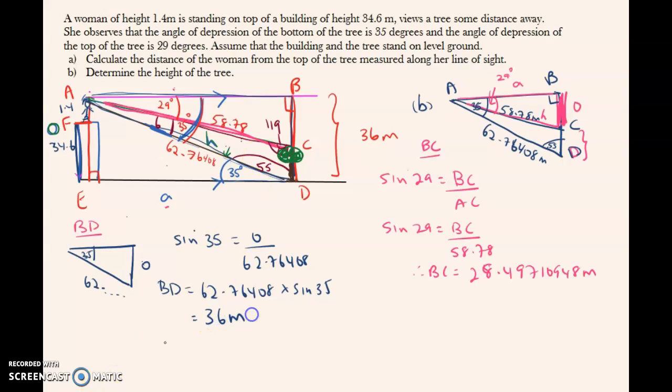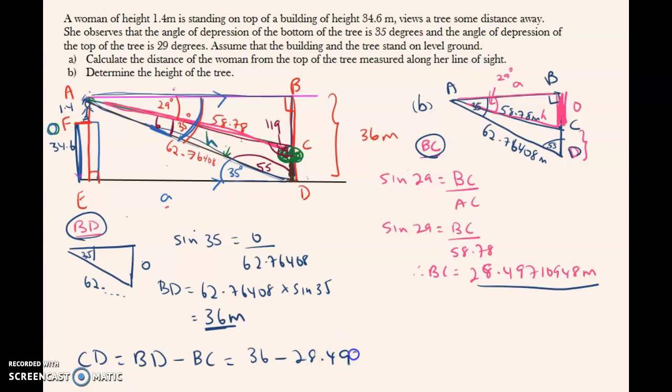36 meters. So lastly now, if I know BD is 36 and I know BC is 28.49, then CD will just simply be the difference. So CD will be BD minus BC, which would be 36 minus 28.49, etc. And that works out to be 1.5 or so meters. So that, everyone, is the height of the tree.